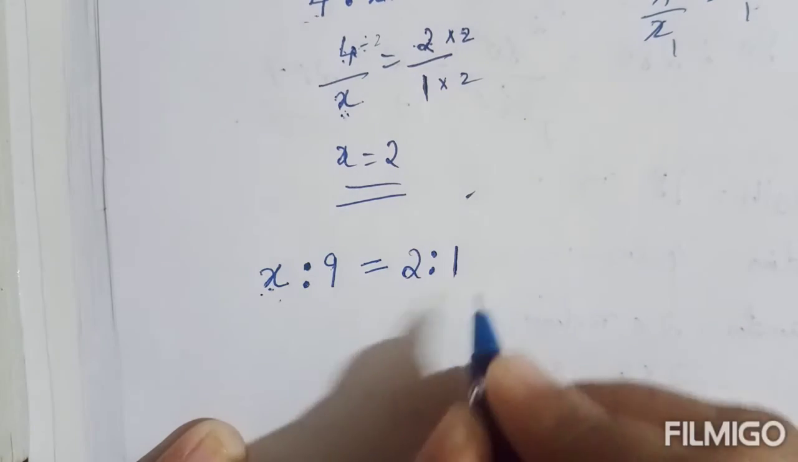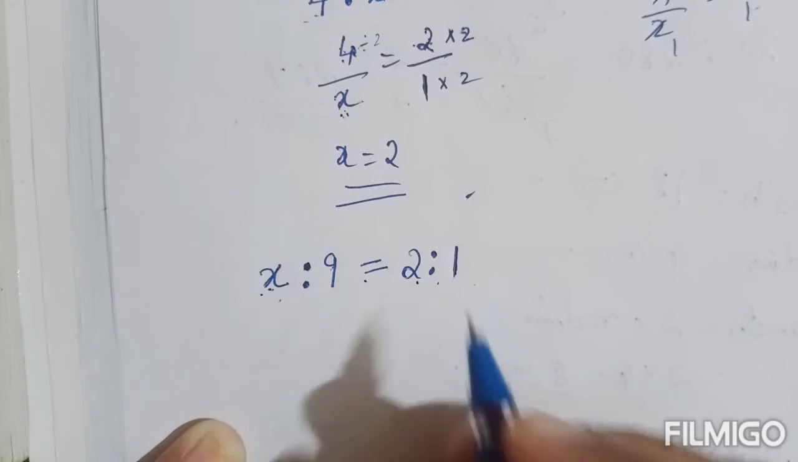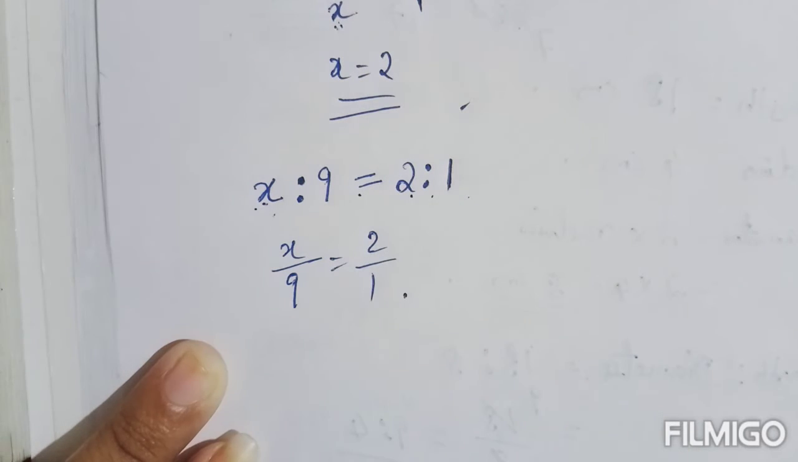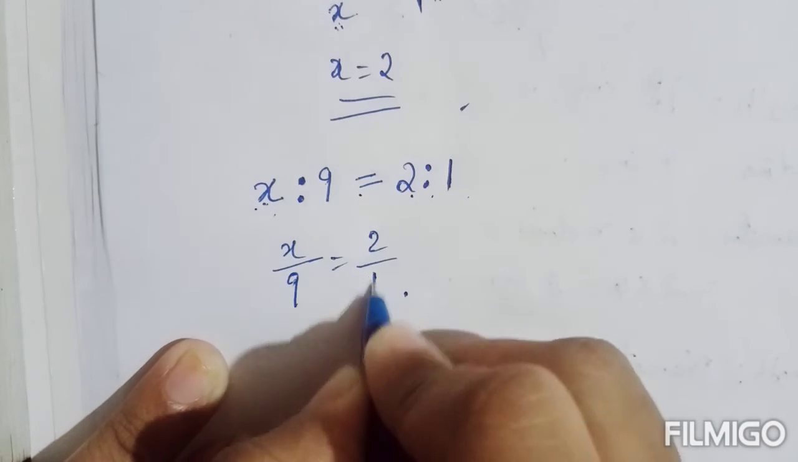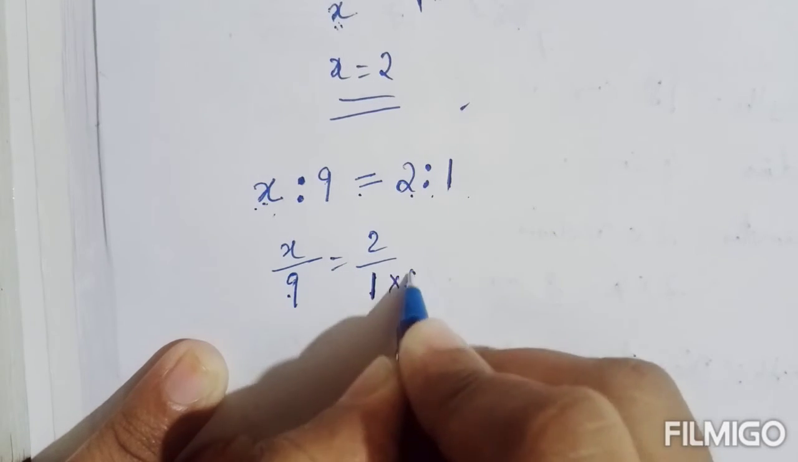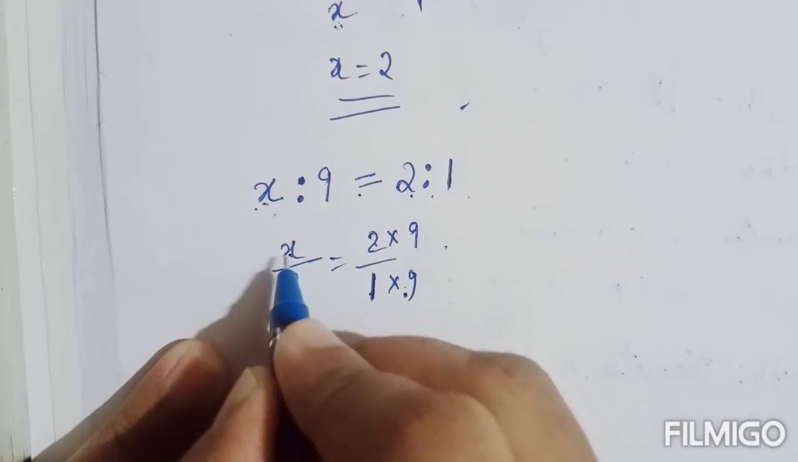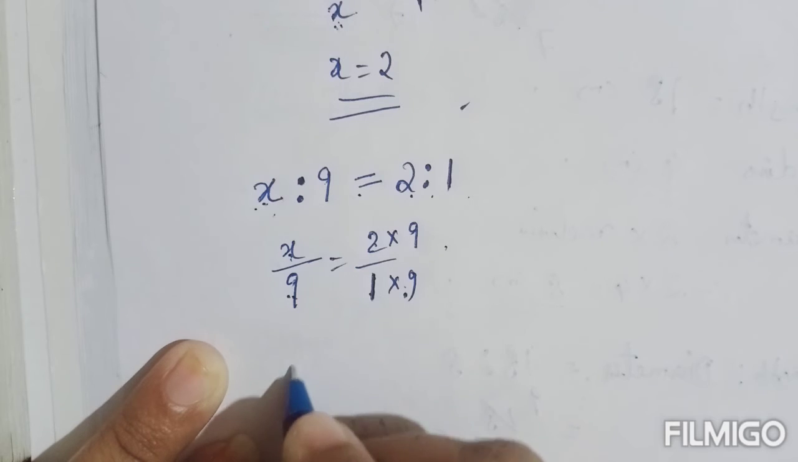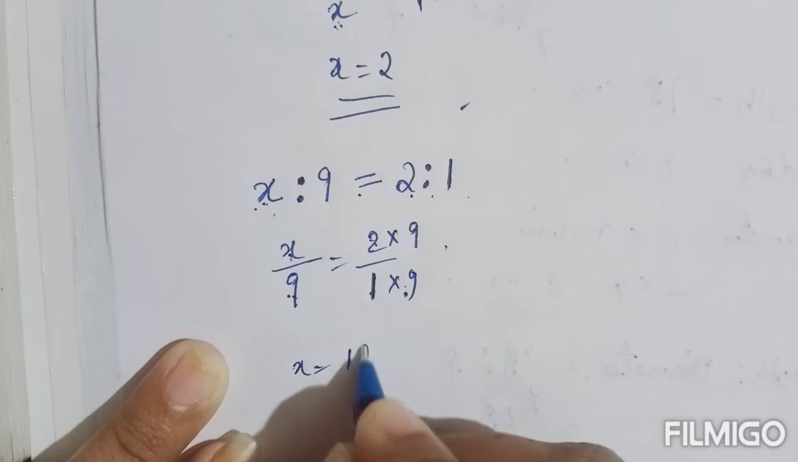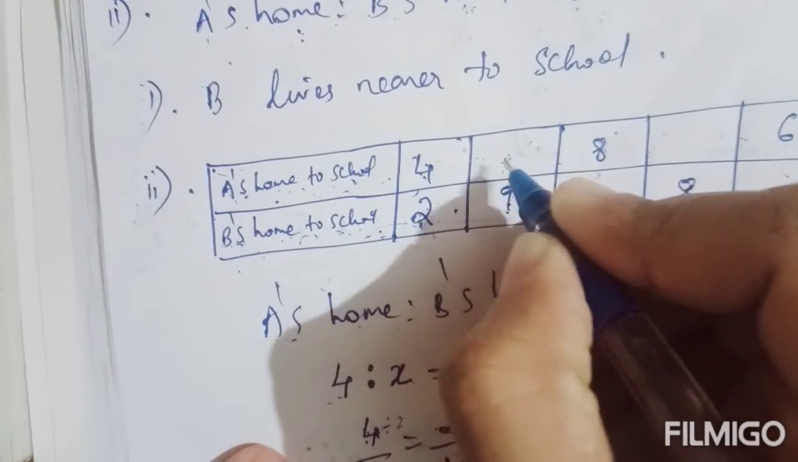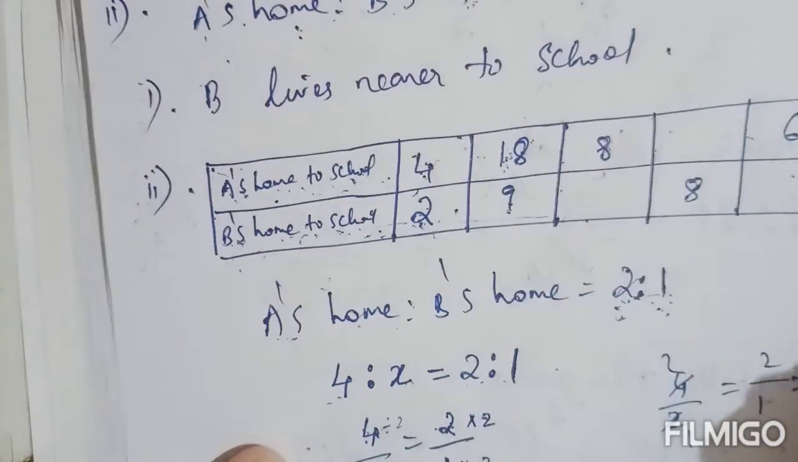So these two ratios are equal. X is to 9 equal to 2 is to 1. So we can write like this, x by 9 equal to 2 by 1. Okay, now 1 into 9 we will get 9. So 2 also you multiply by 9. You will get the value of x. Okay, so x will be equal to 2 into 9, it is 18. Okay, so here the value will be 18.